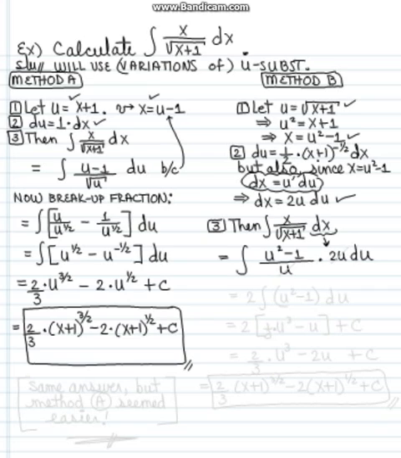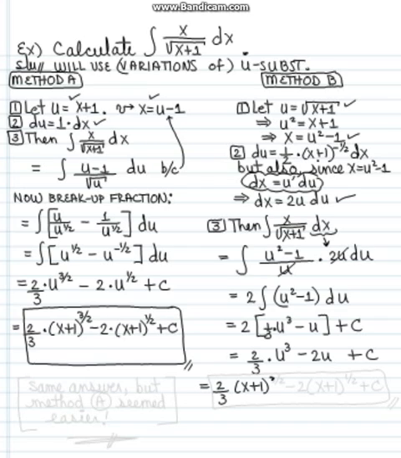Okay, now we can bust apart this integral. Oh, wait a minute, not necessary. The u's cancel. So we bring the 2 out in front, the integral of u squared minus 1 du. The antiderivative of u squared is 1/3 u to the third. The antiderivative of 1 is u. And then the constant's added at the end. So we have 2/3 u cubed minus 2u plus c when we distribute by multiplication by 2. Now replace u with the x's. We get 2/3 (x plus 1) to the 3/2 minus 2 times (x plus 1) to the 1/2 plus c.